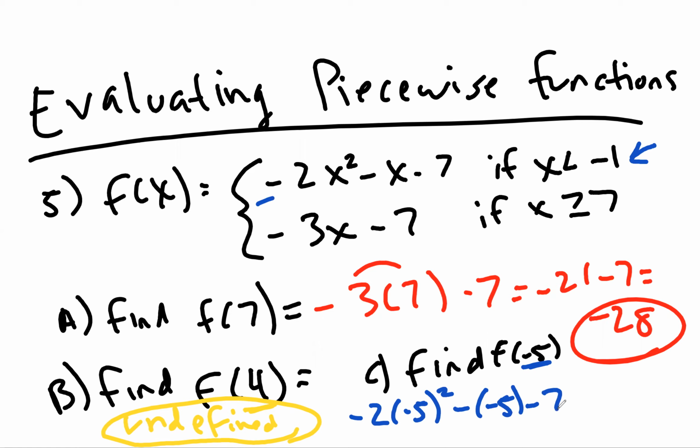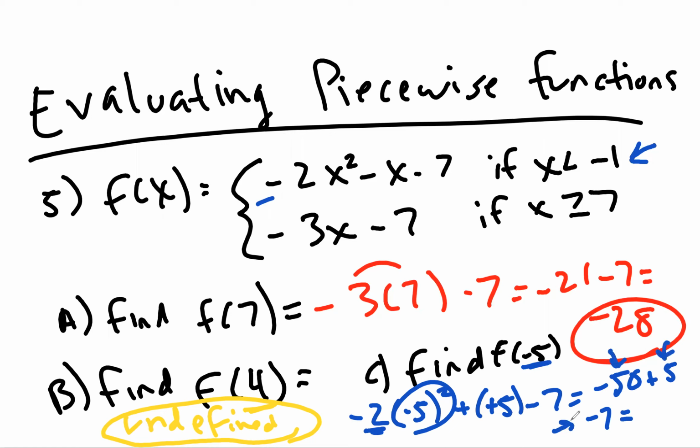Now, the hard part, and I use that word loosely, the part where you're going to make a mistake is right here. Because you're not going to want to put this double negative, but you have to, okay? So we're going to square this first. -5 squared is a positive 25. And -2 times positive 25 is going to give me -50. When you minus a negative, this becomes plus a positive. So that's going to be plus 5. And then this minus 7 is just hanging out. And so we're going to have -50 plus 5 minus 7.